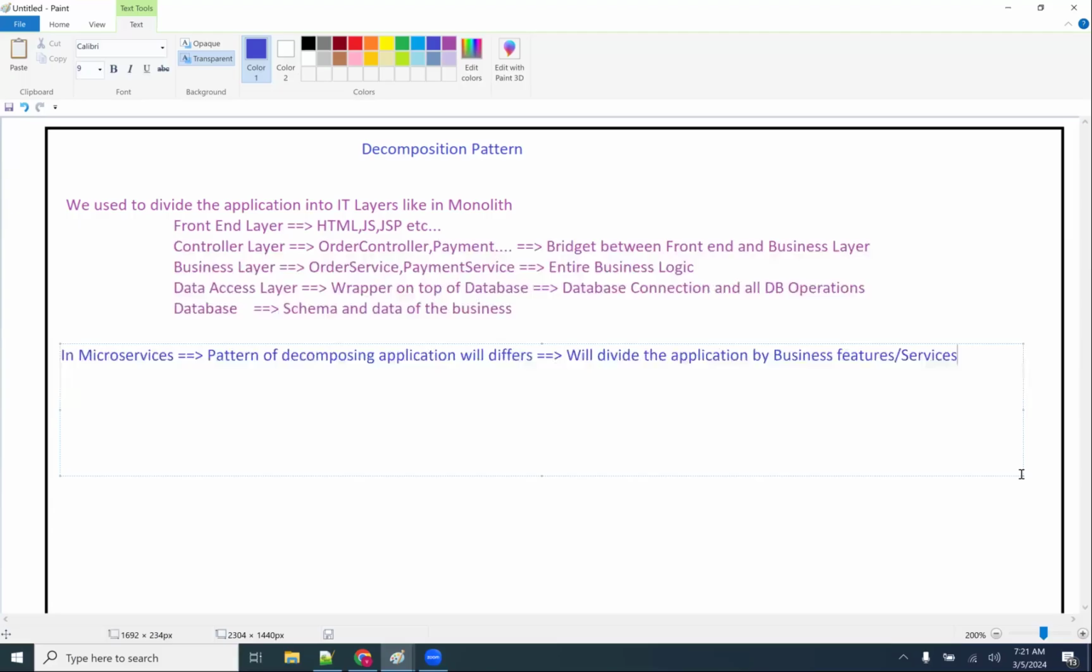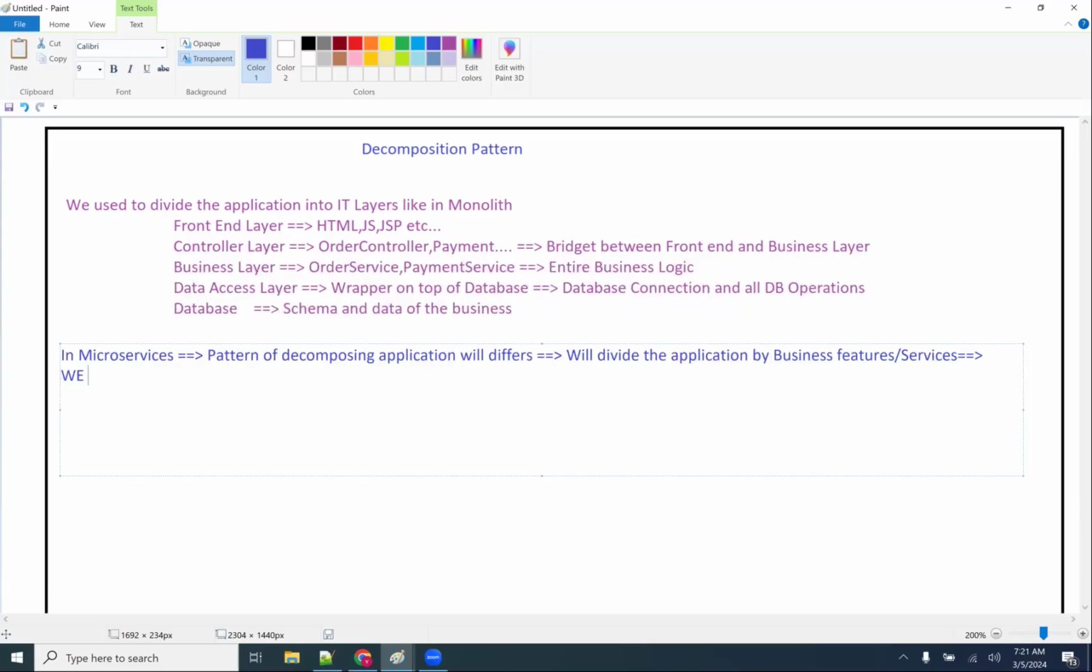Okay, so it is not that easy, guys. The way we write the statement, it's not the same. It's not that easy to write, to divide the application based on the services. What is the challenge here? You need to know the business end to end. You need to divide the business, so you need to know the business end to end.